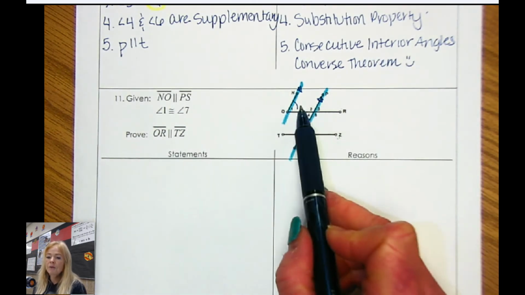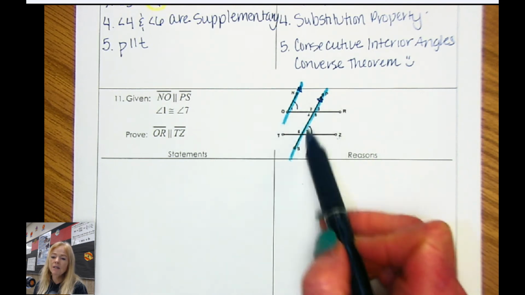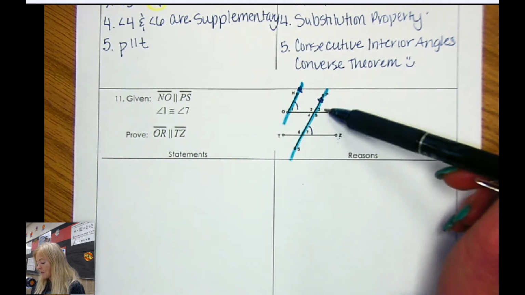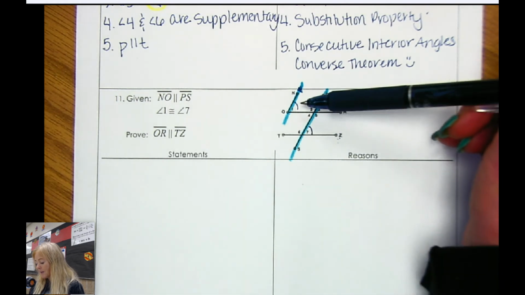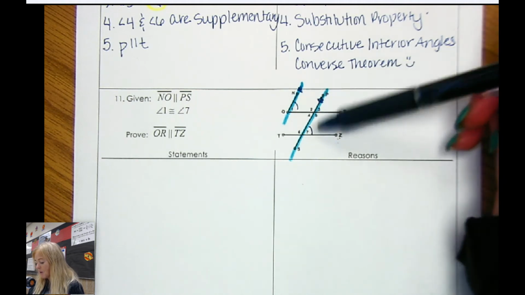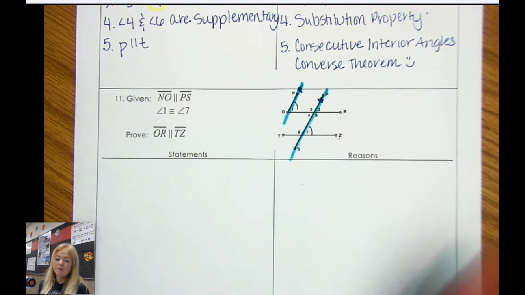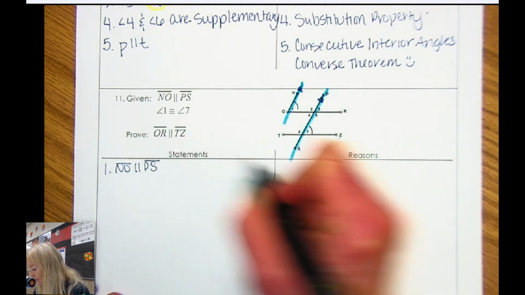We can use 1 and 3, they're corresponding angles attached to the transversal OR, the parallel lines. So 1 and 3 are congruent, and then we can state 3 and 7 are congruent by the fact that 1 and 3 are congruent and 1 and 7 are congruent. Then by the transitive property, 3 and 7 are congruent. And if they're congruent and they're corresponding angles, then OR and TZ have to be parallel. So that's our idea.